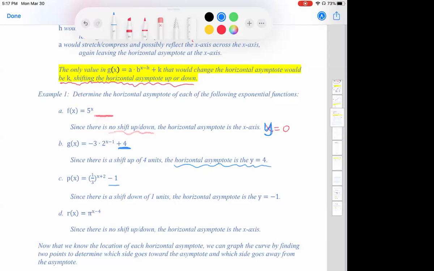And for C, do you see how we have a -1 on the side? That's not in the exponent's place. So therefore, we're going to shift our horizontal asymptote down 1. So my horizontal asymptote is y equals -1. Last one, D. We have pi raised to the x minus 4 power. Again, notice that there's no plus or minus on the side that is not in the exponent's place. So there's also no shift. We still have the x-axis for our horizontal asymptote, so it's y equals 0. So this is how to find your horizontal asymptote.